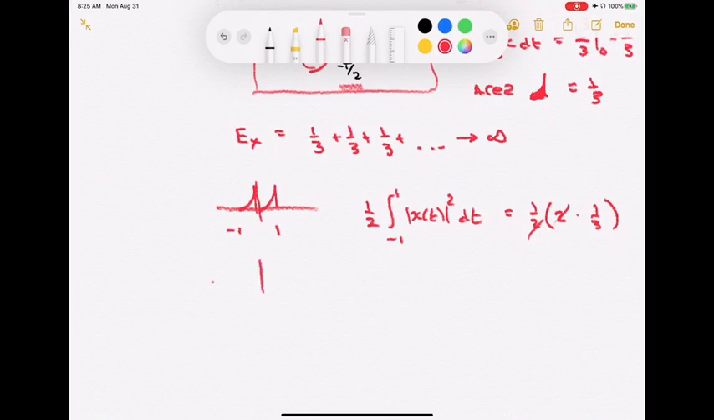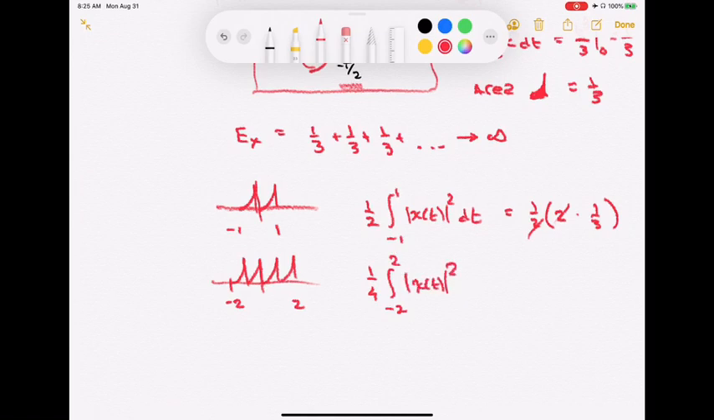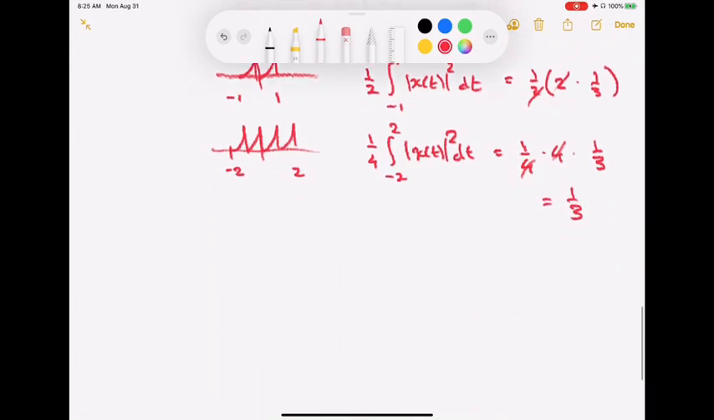If I go out and double the amount of space I'm looking over, so instead of 2, I do 4, so I'm going -2 to 2, what would that look like? That would be 1/4, because I'm taking 4 of those little pieces, going over that width of 4, so -2 to 2 of the integral of x of t squared dt. And I'm going to get 1/4, and then there's 4 of those pieces, each of 1/3. The 4's cancel, and I'm still left with a 1/3. And it wouldn't matter how many I do.